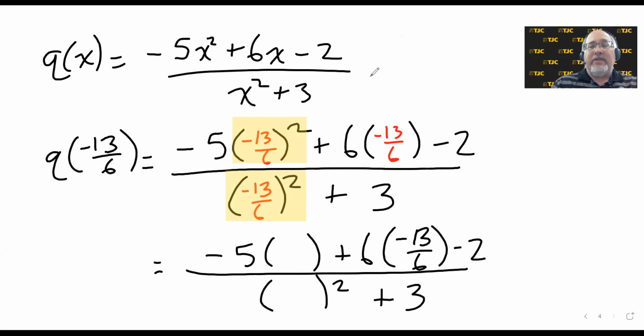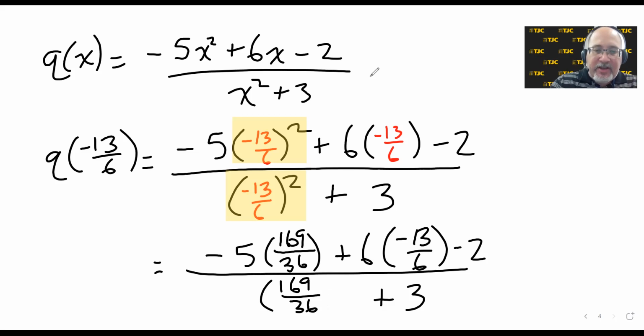First off, when you square a negative, it's positive, so that's gone. When you square a fraction, it's still a fraction. On the top, 13 squared is 169. And on the bottom, 6 squared is 36. Excuse me, I don't need the square down here. I am doing the square. 169 over 36. In fact, I don't even need that parentheses on the denominator because there's nothing being multiplied by that. All right, let's take it to the next page.